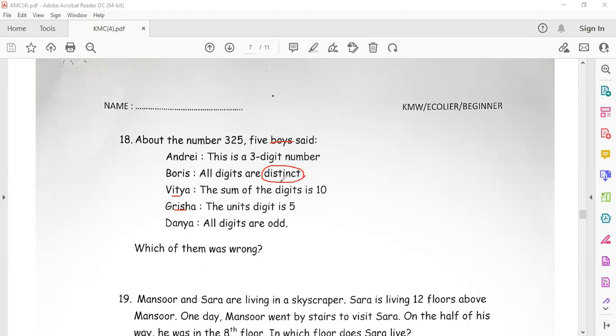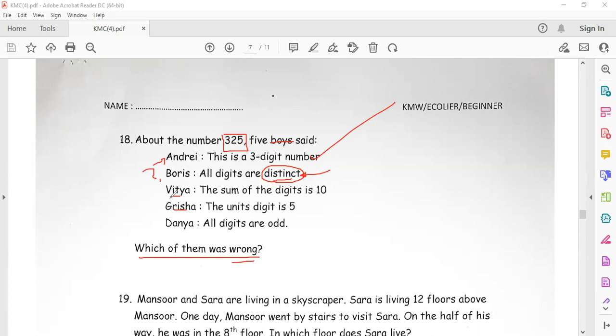Now, even if there's some word that you don't understand, don't get stressed. Let's eliminate what's wrong. Question is, which of them was wrong? So somebody said something wrong here. So let's look at Andre's statement. Andre said, this is a 3-digit number. Correct. 325 is 3-digit. But Boris, we keep KIV because we do not know what is distinct.